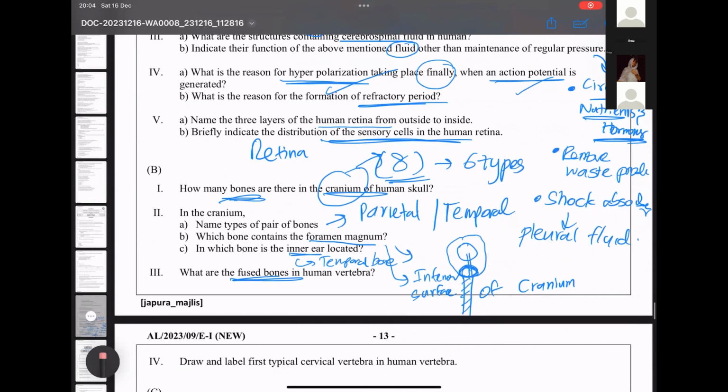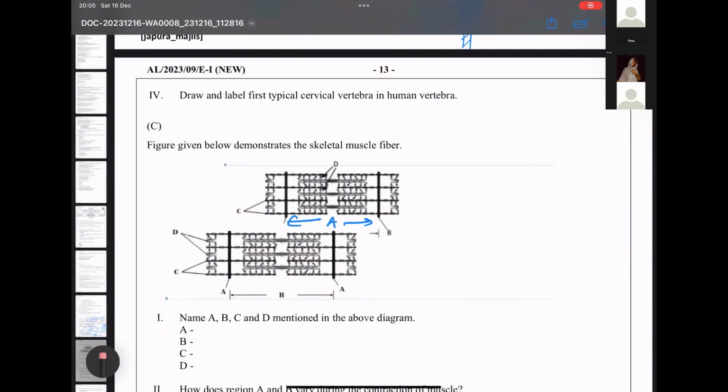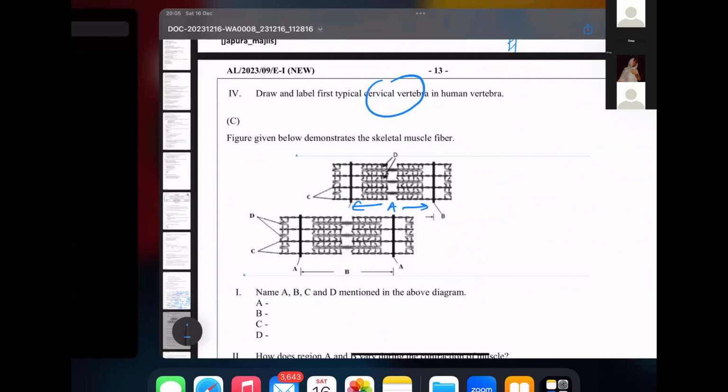Next, draw and label the first typical cervical vertebra in human vertebra. See, skeletal system is important. So again, there is nothing for me to do other than show you the answer itself. It's there directly in the resource book itself.